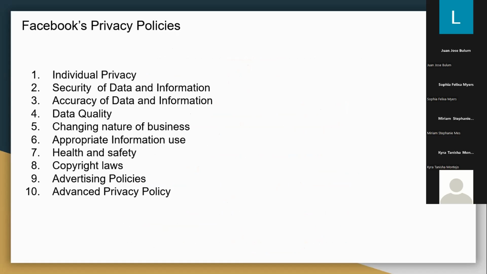And so here's a list of Facebook privacy policies that they leave forth for their users. Number 1 is individual privacy. Number 2 is security of data and information. Number 3 is accuracy of data and information. Number 4 is data quality. Number 5 is changing nature of business. Number 6 is appropriate information use. Number 7 is health and safety. Number 8 is copyright laws. Number 9 is advertising policies, and number 10 is advanced privacy policy.